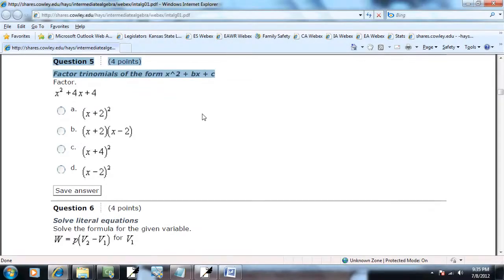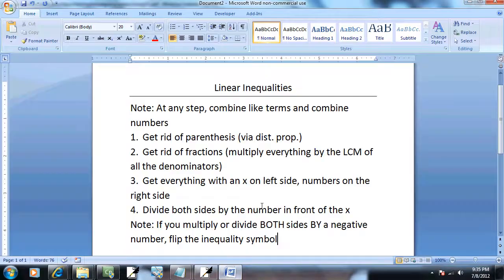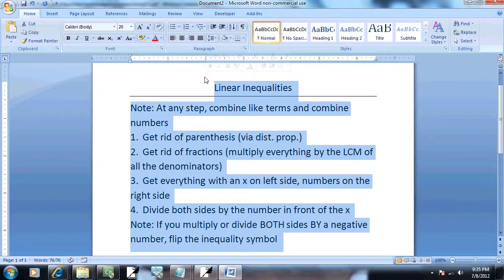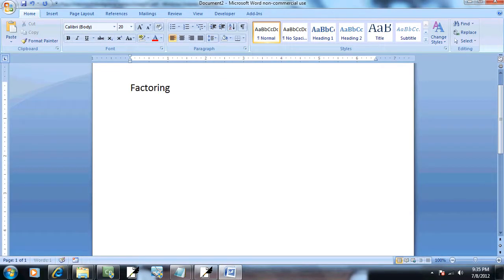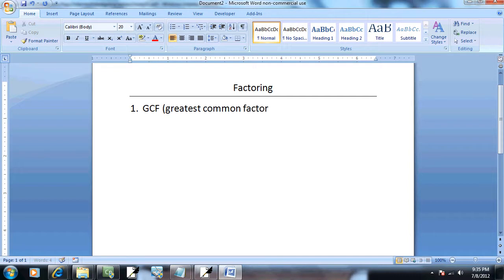Let's take a look at problem number 5. And let's refresh our memory on our factoring. Our first method we always try to do is GCF. This is the greatest common factor. Second technique is grouping. And this was when you got 4 or more terms.